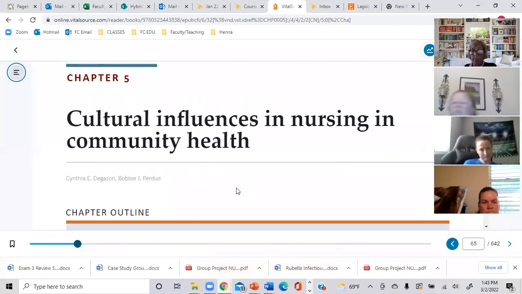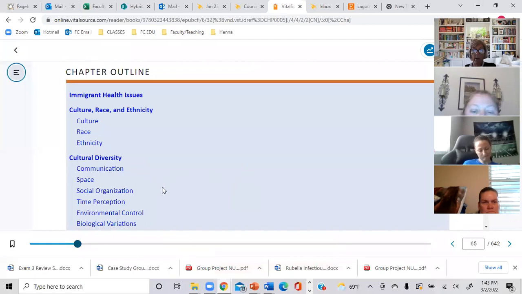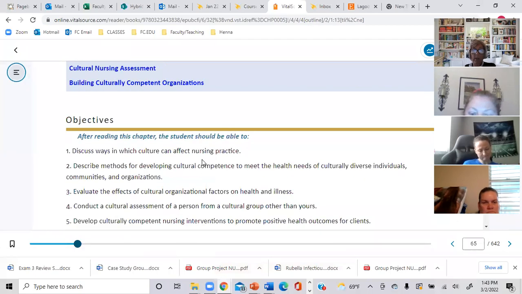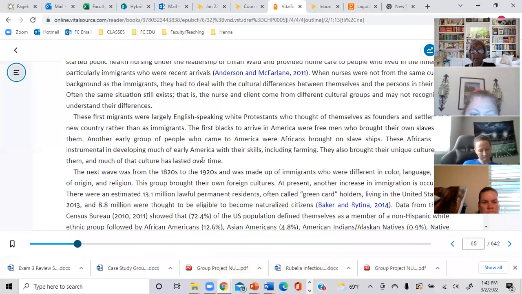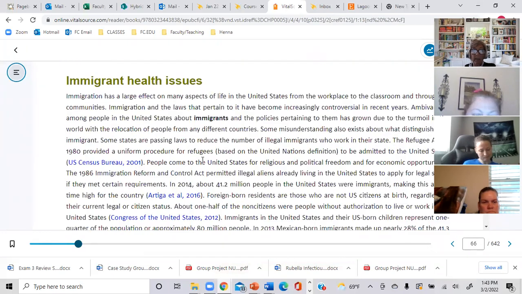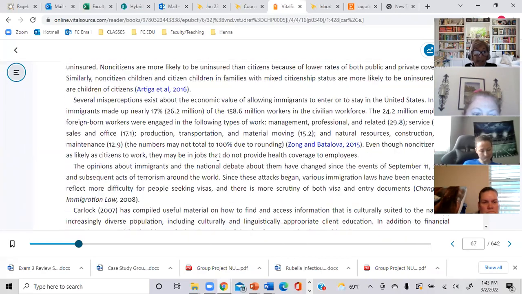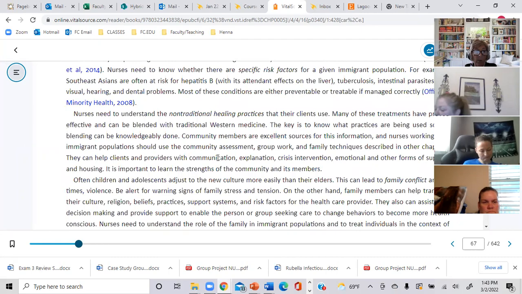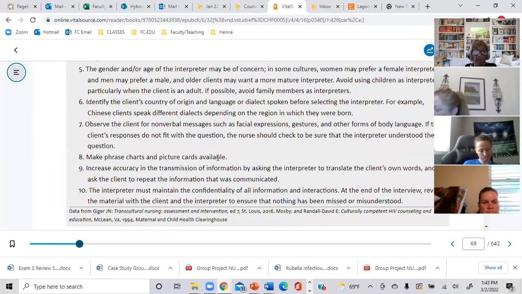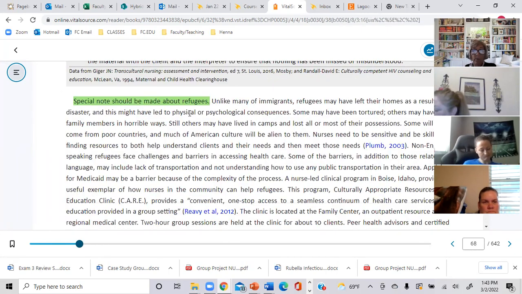So here I am at page 65 with chapter 5, cultural influences in nursing and community health. We just went through all this. That's your outline. Okay, so let me see what I highlighted in here. Here's your immigrant health issues, page 66. And it also talks about refugees right here on page 68.